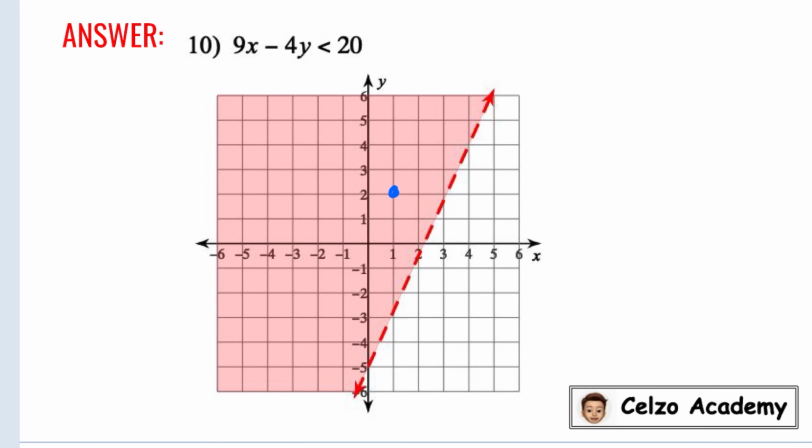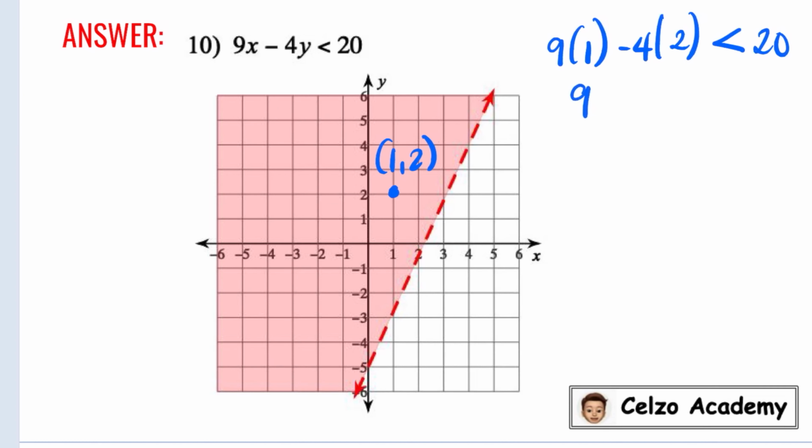Let's test the point 1, 2. Plugging in 1, 2, we have 9 times x is 1, minus 4 times y is 2, is less than 20. 9 times 1 is 9, 4 times 2 is 8, is it less than 20? 9 minus 8 is 1, and 1 is less than 20, which is correct. So the solution set for question number 10 are anything above the line, excluding the points on the line.